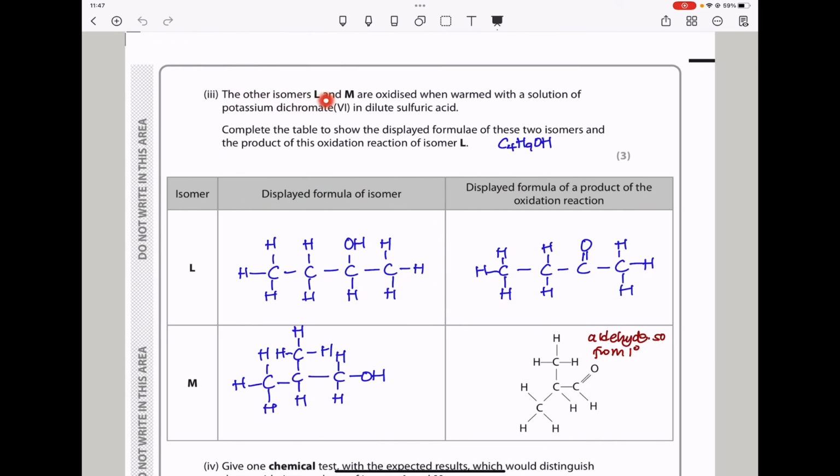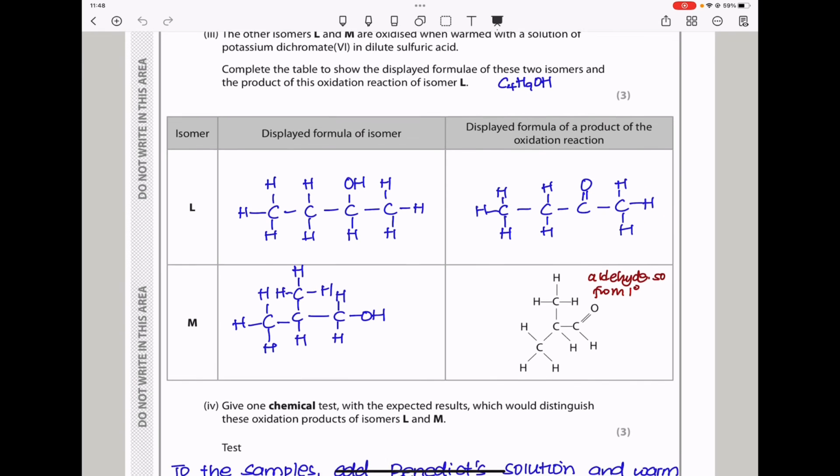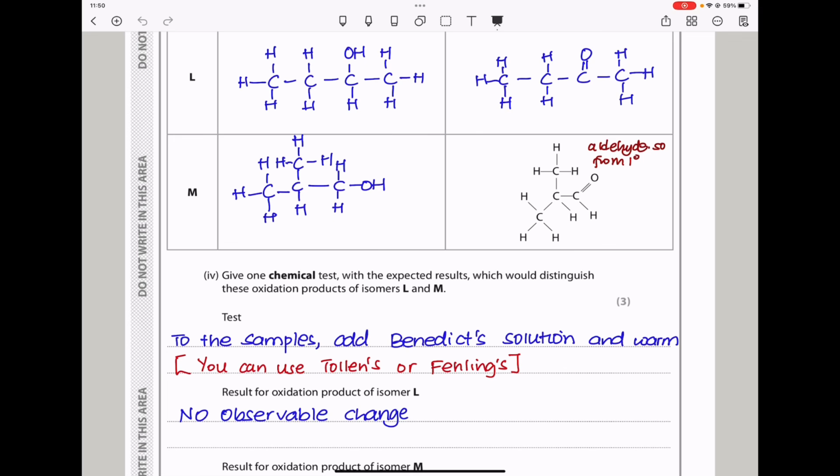So they say the other isomers L and M are oxidized when warmed with a solution of potassium dichromate(VI) in dilute sulfuric acid. They say complete the table to show the displayed formulae of two isomers and product of this oxidation reaction of isomer L. Because they've given us this structure here, we can see that isomer M is oxidized into an aldehyde, therefore it must have been a primary alcohol, and therefore the other should be the secondary alcohol that could be oxidized into a ketone. Moving on.